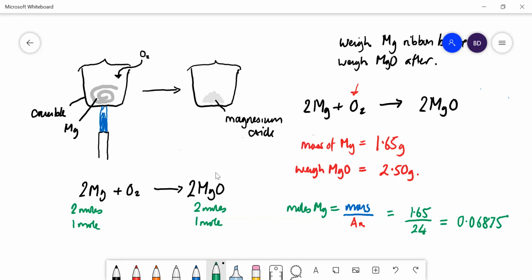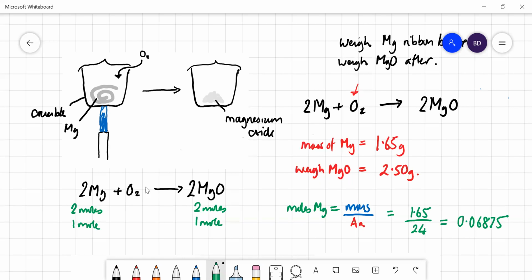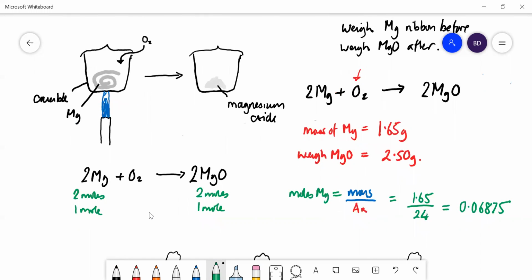I'll leave those numbers in my calculator. So, right, 1 mole gives us 1 mole, so 0.06875 moles should give us 0.06875 moles. Now we need to work out the mass of the magnesium oxide.